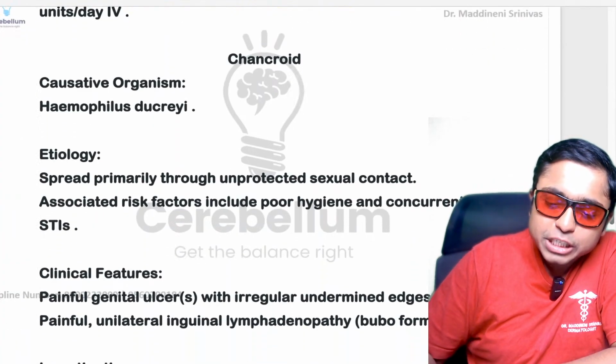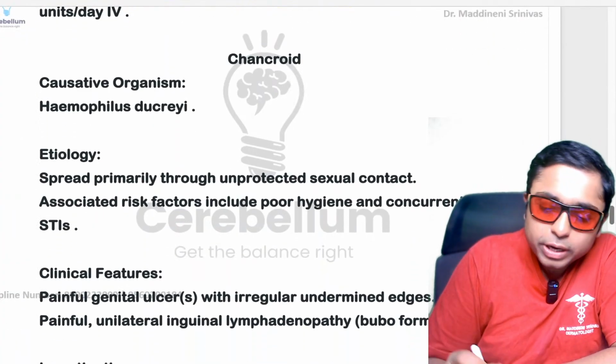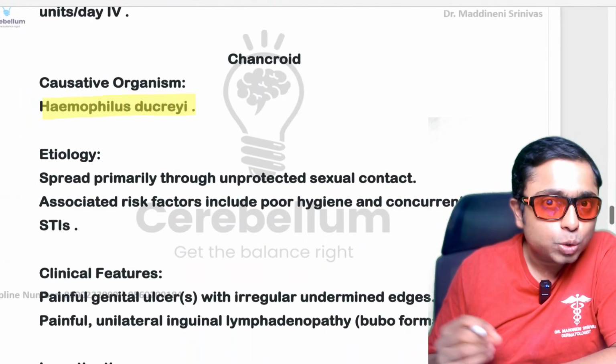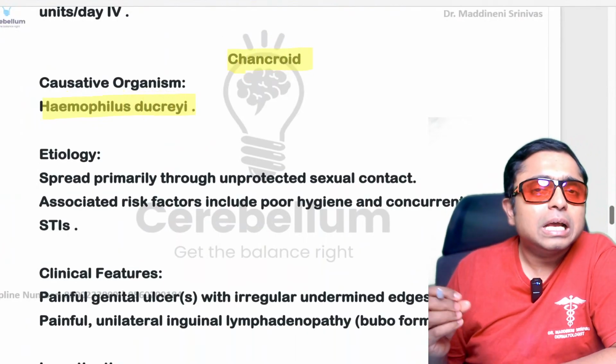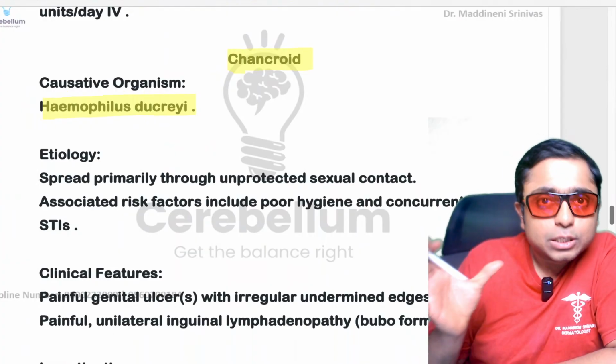So now coming to chancroid. Remember the causative organism is Haemophilus ducreyi. I hope all of you do remember this. Chancroid, Haemophilus ducreyi.